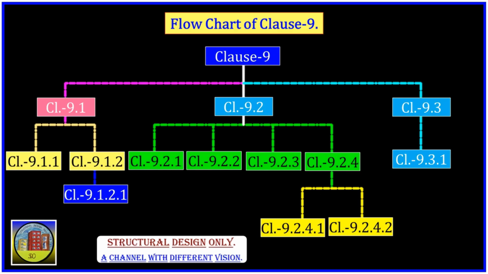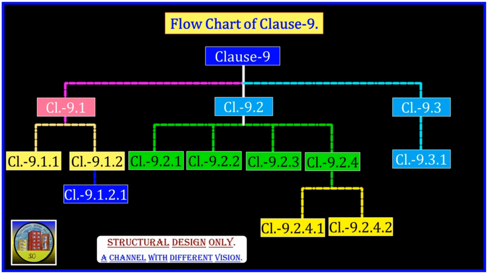Now, subclause 9.2, title Design Mix Concrete. Subclause 9.2 is further divided into 4 subcategories, from 9.2.1 to 9.2.4. 9.2.1, emphasize quality control. 9.2.2, focus on strength and workability. 9.2.3, emphasize consistency, and 9.2.4, understanding standard deviation in concrete. 9.2.4 is further divided into 2 subcategories, 9.2.4.1 and 9.2.4.2. Now subclause 9.3, title, Nominal Mix Concrete.